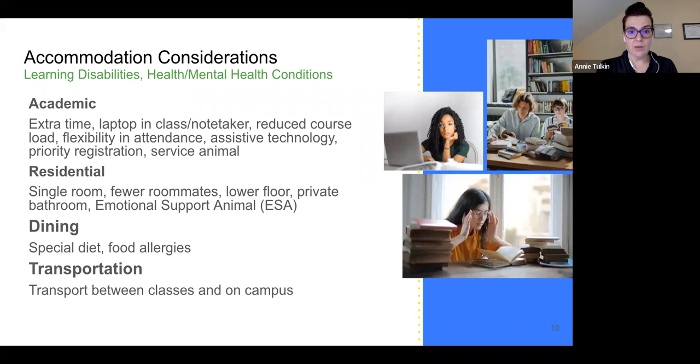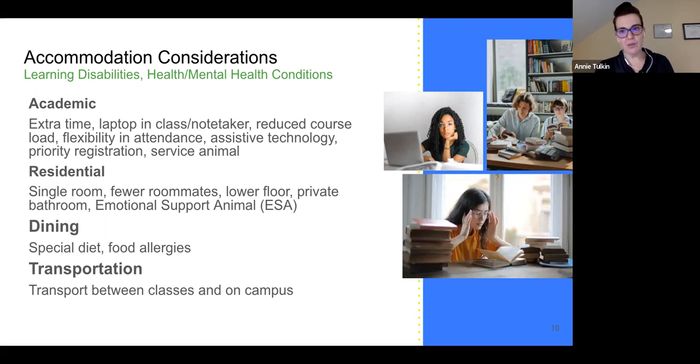Some students might also need a service animal. And service animals are different from emotional support animals, which we will talk about in a second. A service animal provides a service for the person, so like opening a door or helping them navigate a space, or can alert them if they're having a seizure, things like that. That's different from an emotional support animal, which leads us to the residential section. And I'll talk about emotional support animals first.